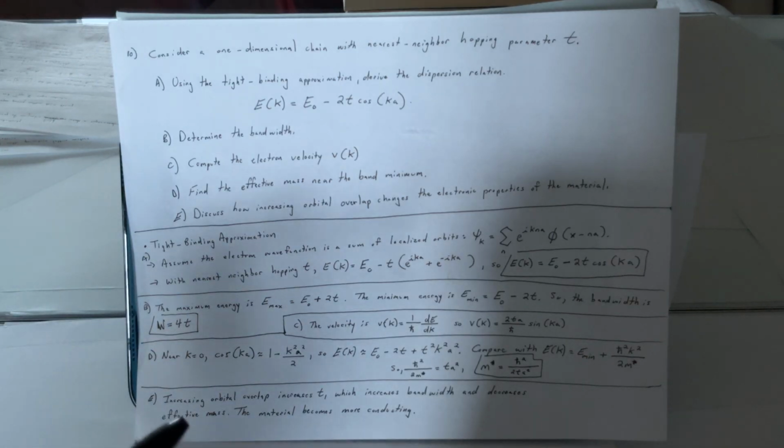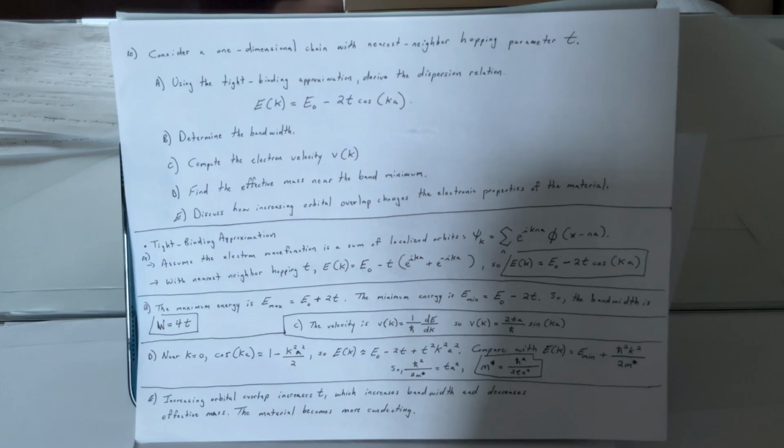And letter E, increasing orbital overlap increases t, which increases bandwidth and decreases effective mass. So there's an inverse correlation between the bandwidth and the effective mass. As you increase orbital overlap, that increases t, and as the bandwidth increases, the effective mass decreases. The material becomes more conducting.